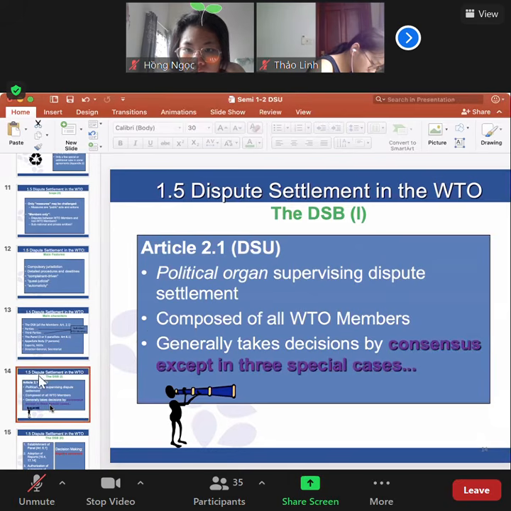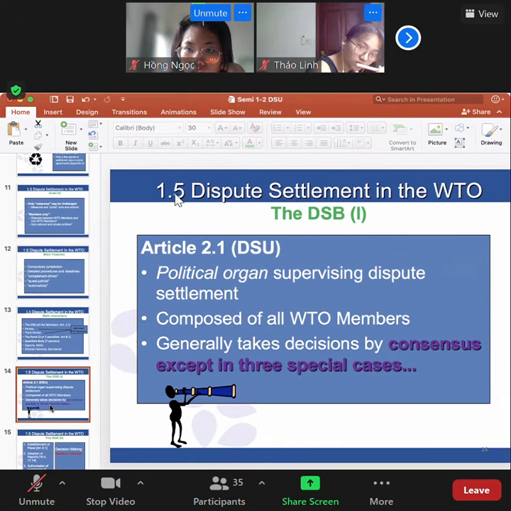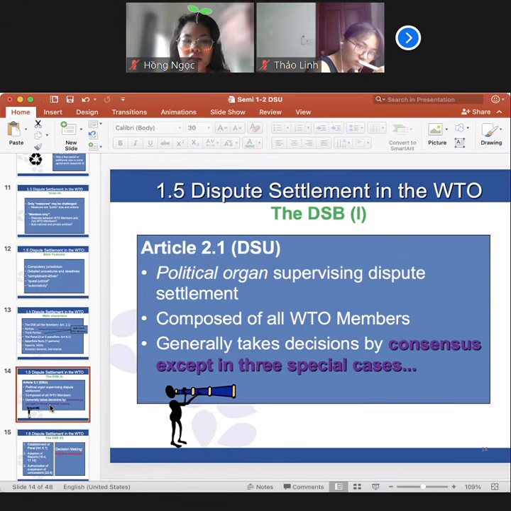All right, now we are going to spend a little time talking very briefly about the dispute settlement body, the panel and the appellate body. Here you need to prepare the dispute settlement understanding, Article 2. Please have the text with you. There are a few characteristics that you may notice with the DSB. Mostly this is a political organ which has the right to supervise dispute settlement activities. It is composed of all WTO members that I have mentioned earlier. And generally this body takes decisions by consensus.